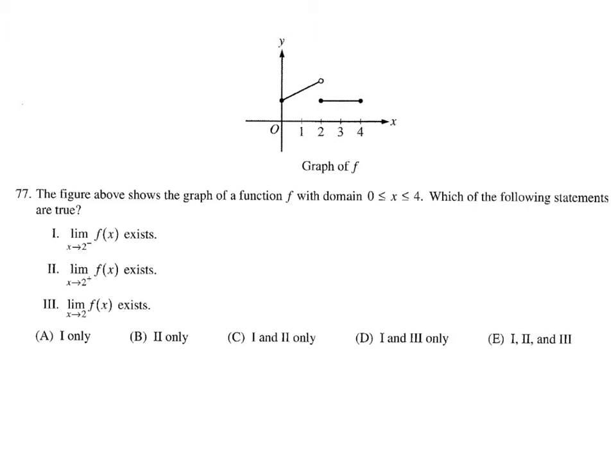Hey, got a couple examples here from past AP questions, all dealing with limits. This first one says, the figure above shows a graph of f with a domain of 0 to 4. Which of the following statements are true? The limit of f of x exists as x approaches 2 from the left side. So we're looking at this guy from the left.